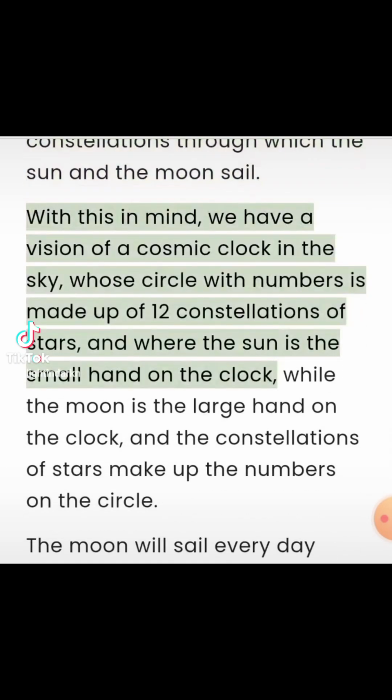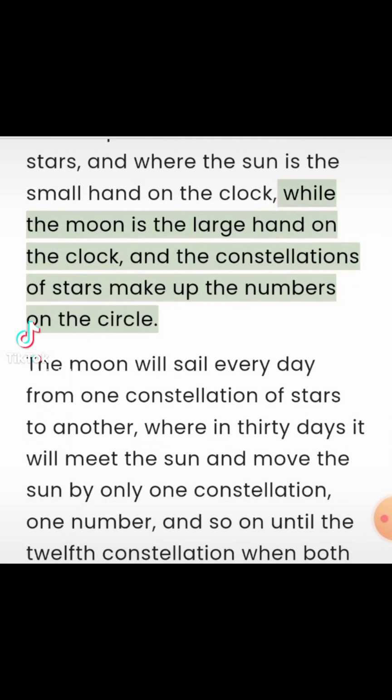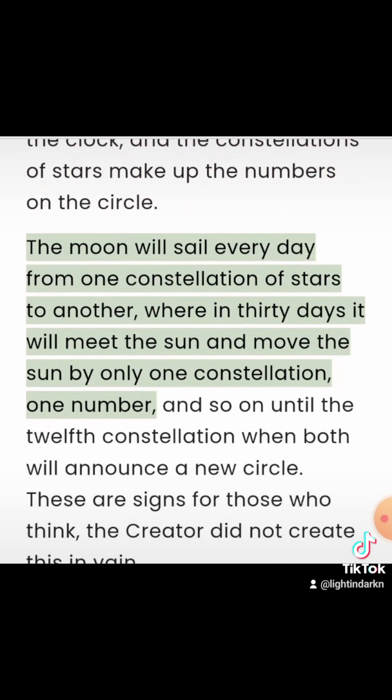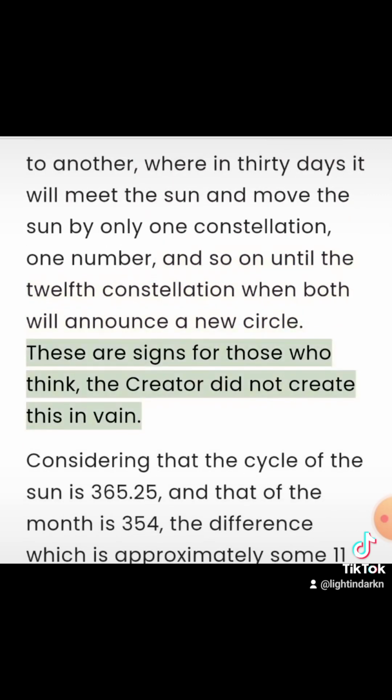With this in mind, we have a vision of a cosmic clock in the sky, whose circle with numbers is made up of 12 constellations of stars, and where the sun is the small hand on the clock, while the moon is the large hand on the clock, and the constellations of stars make up the numbers on the circle. The moon will sail every day from one constellation of stars to another, where in 30 days it will meet the sun and move the sun by only one constellation, one number. And so on until the 12th constellation, when both will announce a new circle. These are signs for those who think the Creator did not create this in vain.